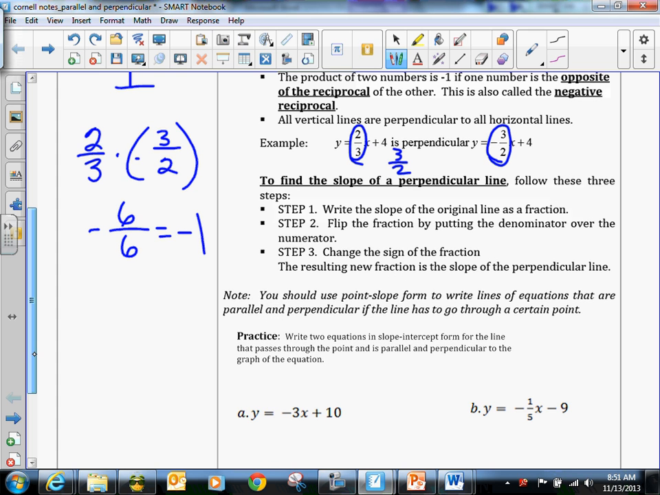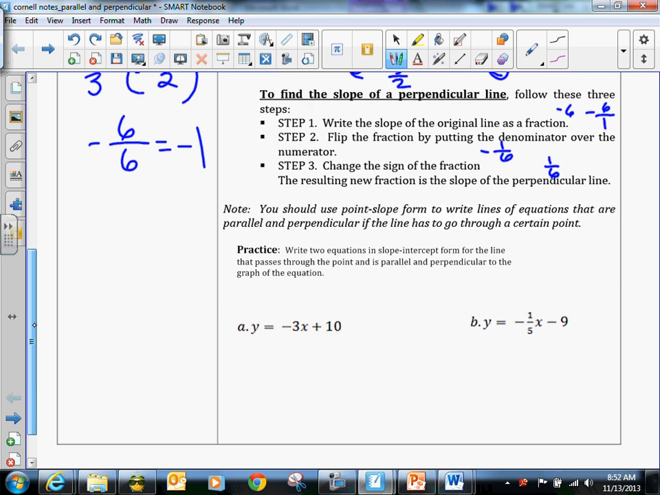So here we have to find the slope of a perpendicular line. First, write the slope of the original line as a fraction. So even if I had a slope of -6, I would write it as -6/1. Then it says flip the fraction by putting the denominator over the numerator. That's our reciprocal, 1/6. Okay? But now it says change the sign of the fraction. Since the sign of this fraction is -1/6, what I want to do in step 3 is just make it 1/6. So I'm going to end up multiplying -6/1 times 1/6, and I get a -1.